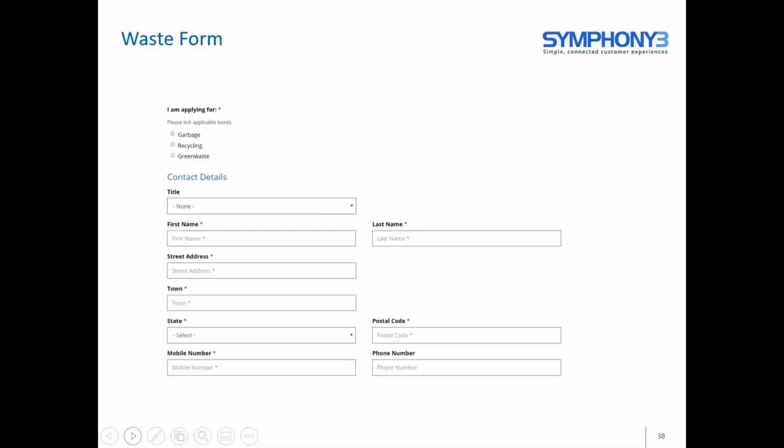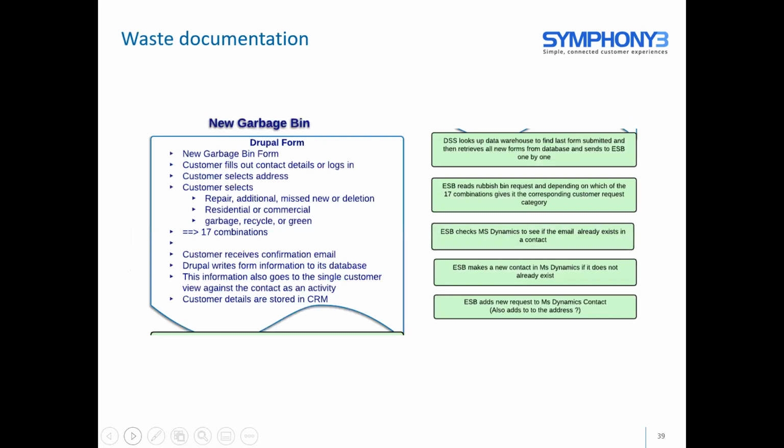Yeah. Same with things like waste forms. Again, simple waste form. And again, going into different systems, seeing if the person exists. In this particular case, there were 17 different possible combinations for this particular form that we put together. We were able to write these rules in the middleware and then make sure that request landed in the right place within the building. So, a fair degree of smarts in there that we can build in to again, reduce the manual processing and make sure that things get landed in the right workflows.